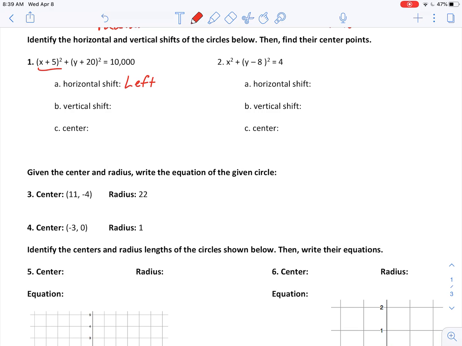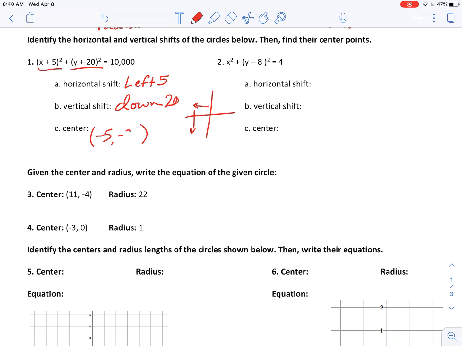All right, now let's look at 1 and 2. So always thinking about the opposite signs. X plus 5, x direction is left, right. So plus 5 would mean left 5. Plus 20 here would mean y is vertical, up or down. Positive 20 would get me down 5. So y plus 20 would be down 5.